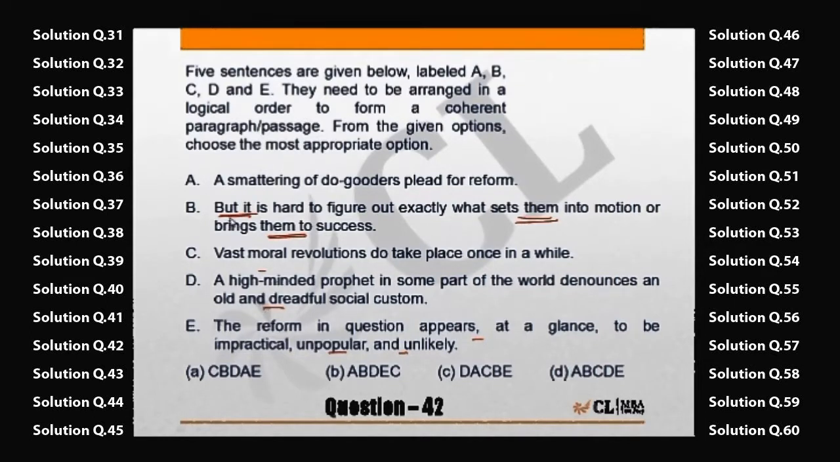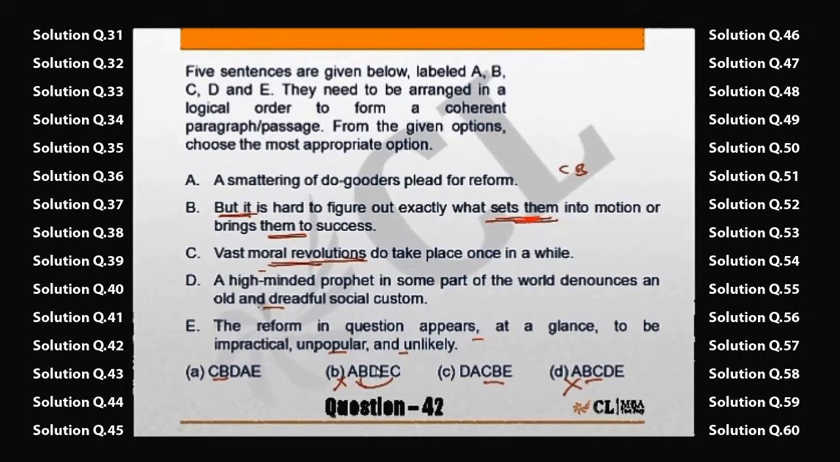Okay, so just look at C and B. B says it is hard to figure out what exactly sets them into motion. C talks about vast moral revolutions taking place once in a while. So C, B are connected. Vast moral revolutions take place, but it is hard to figure out what exactly sets them into motion. What sets them into motion then refers to the moral revolution. So C and B have to be together. Among the choices, CB is available in choice A, not available in choice B, so incorrect. BC is here, so choice D is also incorrect because of this.